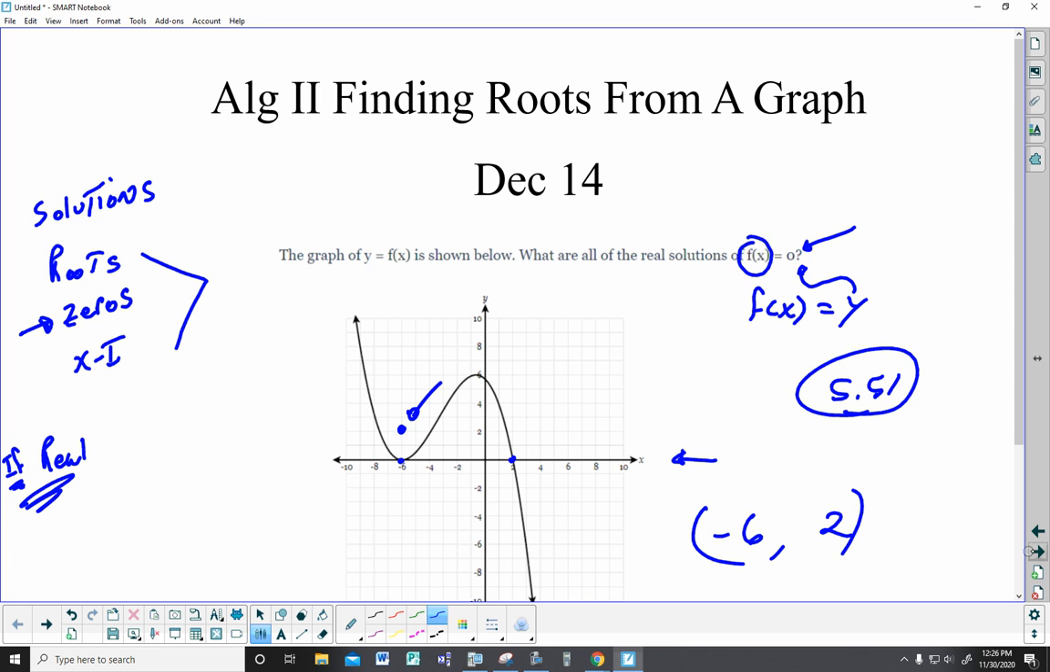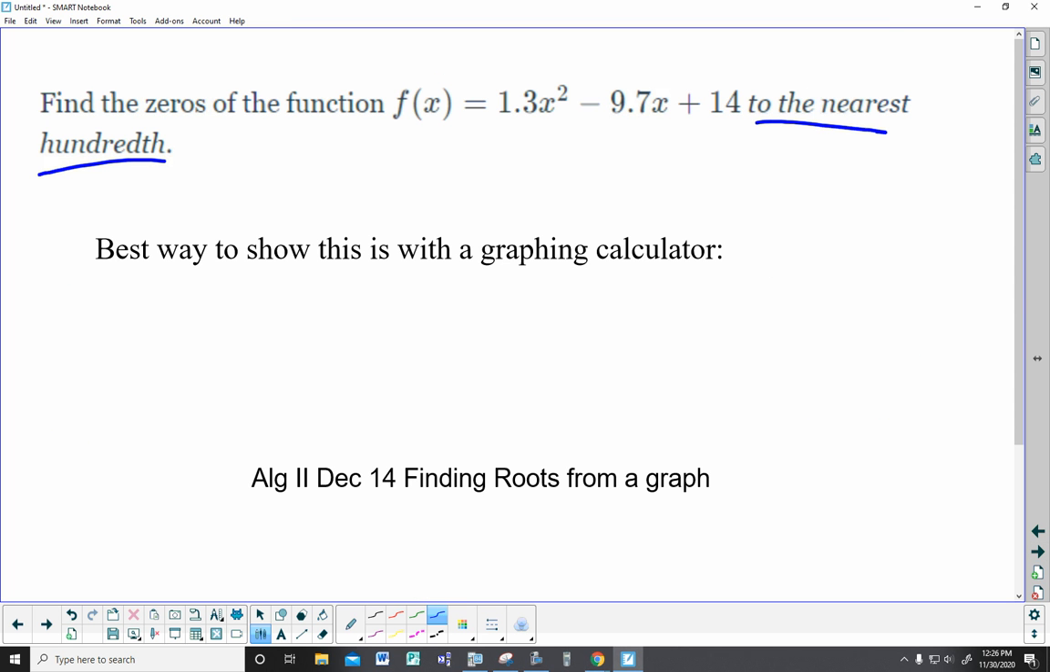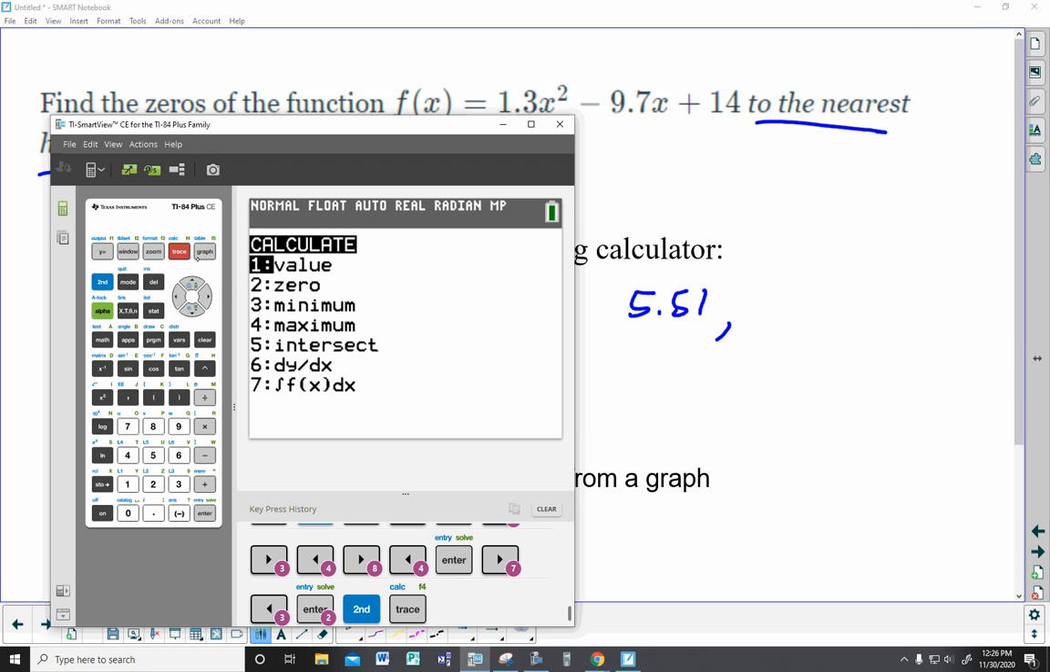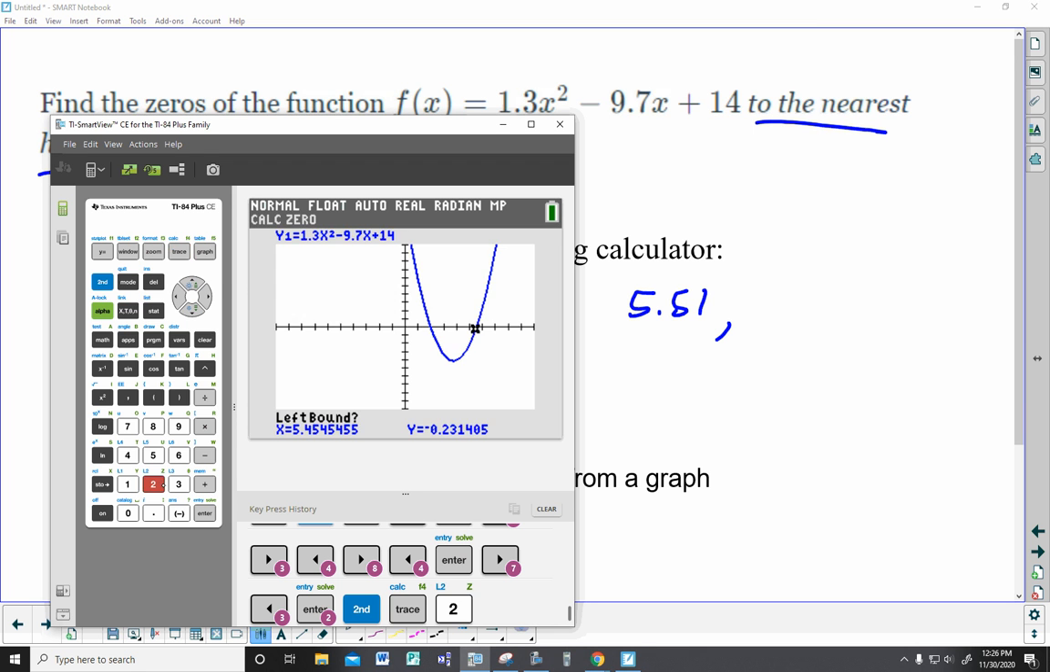Oops, I guess I should be writing this back with the problem. So 5.51 is one of the answers. Now we can go back and find the second one. I need to find this one now. So you start it again. Second, trace, 0, option 2.